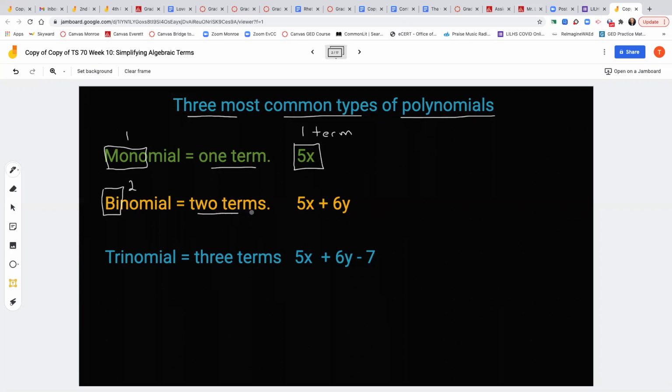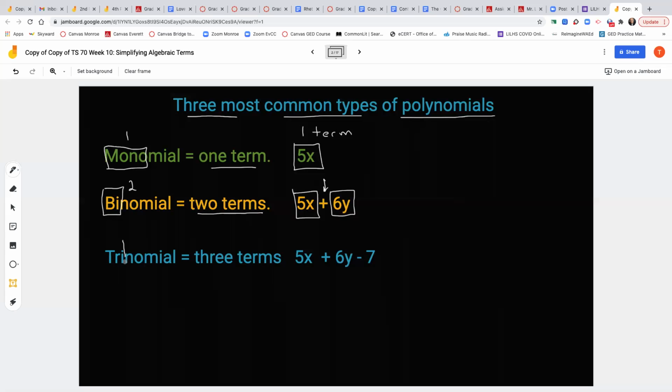And just like it says, it's two terms, okay? So a polynomial that has something, a term, separated by plus or minus. That's really key that you hear that plus or minus. Separated by that, I have two terms there, so it's called a binomial.